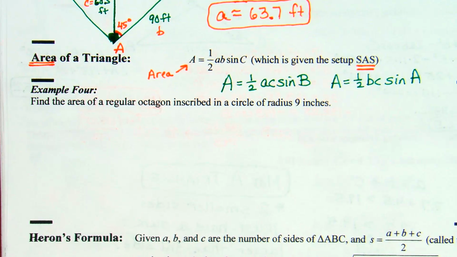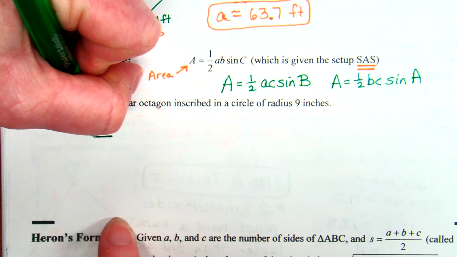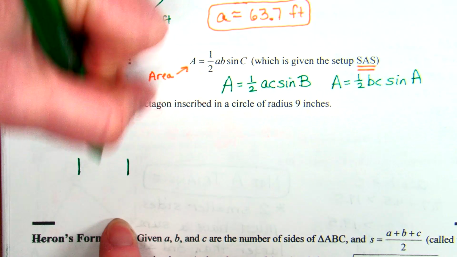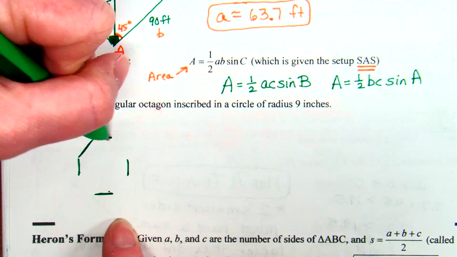Now, this is: find the area of a regular octagon inscribed in a circle of radius 9 inches. Let's see. I'm going to attempt to draw an octagon. An octagon has 8 sides. So I draw my 4 outside sides. And then I try and connect them with the diagonals.